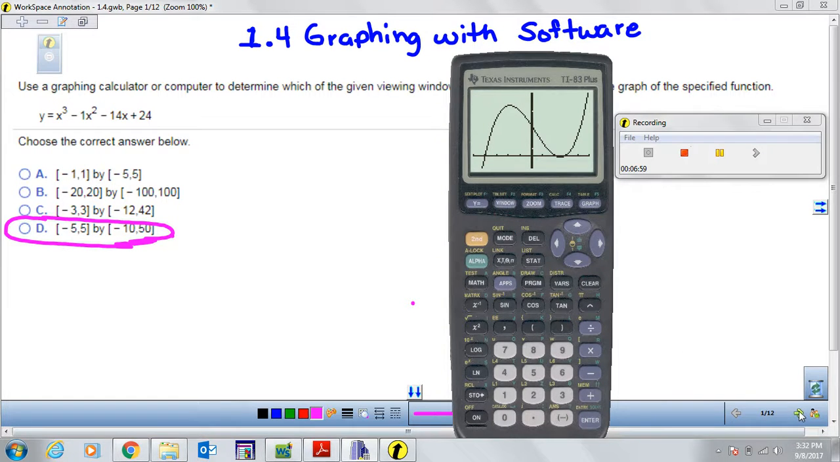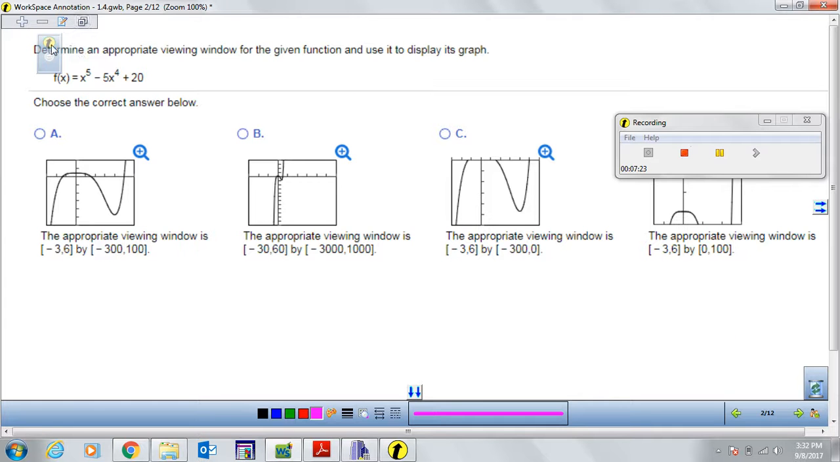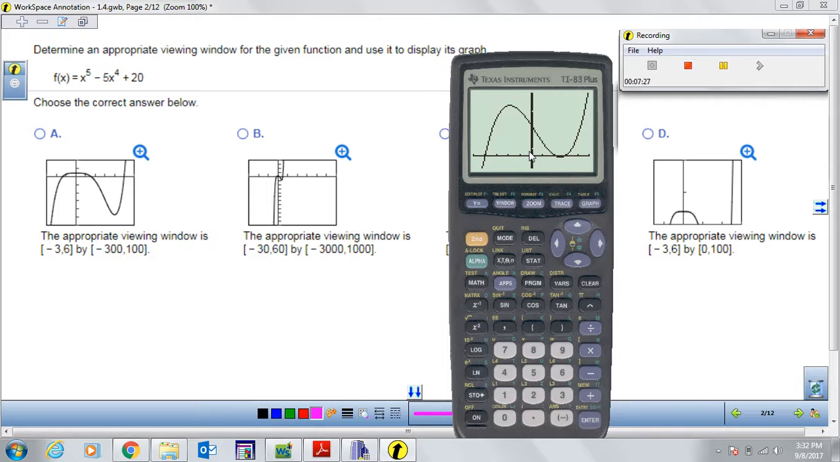For the next problem, the instructions are going to be the exact same thing. So now let's graph this, and let me move this here. I'm going to go back to the factory setting, so I'm going to go to zoom and put 6. It's going to set it back the way it used to be. Now we want to graph this new one, so let me clear this. X to the 5th minus 5x to the 4th power plus 20.